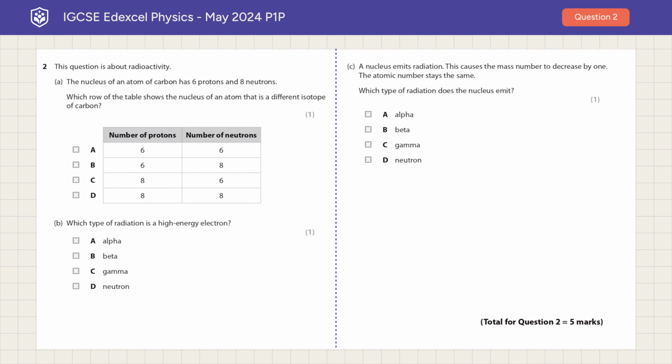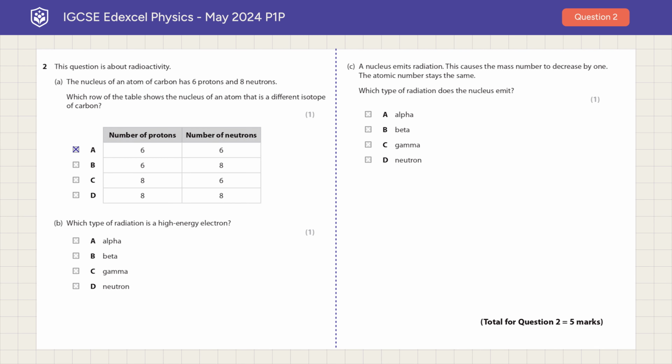Moving on to question 2, which is all about radioactivity. Part A gives us a carbon nucleus with 6 protons and 8 neutrons, and asks us to identify a different isotope. The key to an isotope is that it has the same number of protons, so it must still be 6, but a different number of neutrons. The correct option, therefore, has 6 protons and 6 neutrons.